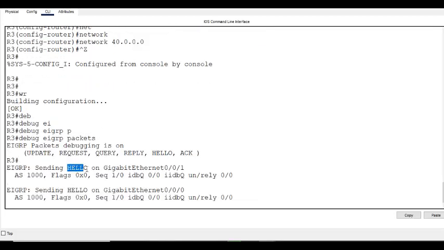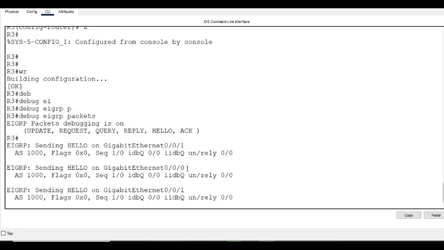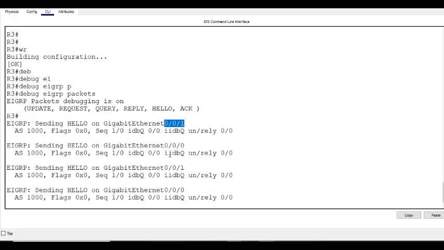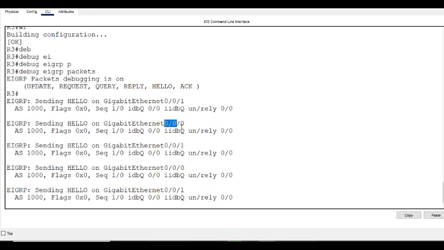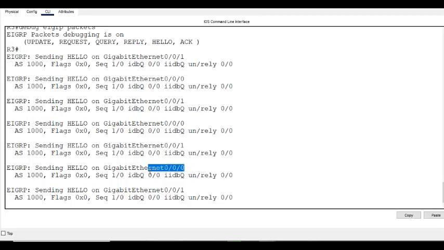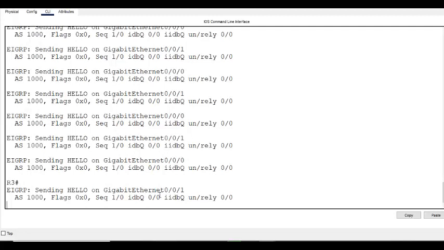I'm going to stop this debug. How to stop this debug? Just type u all, it will stop. How did I enable this debug? Debug IP EIGRP packets. See, debug. No need of IP. Debug EIGRP packets.